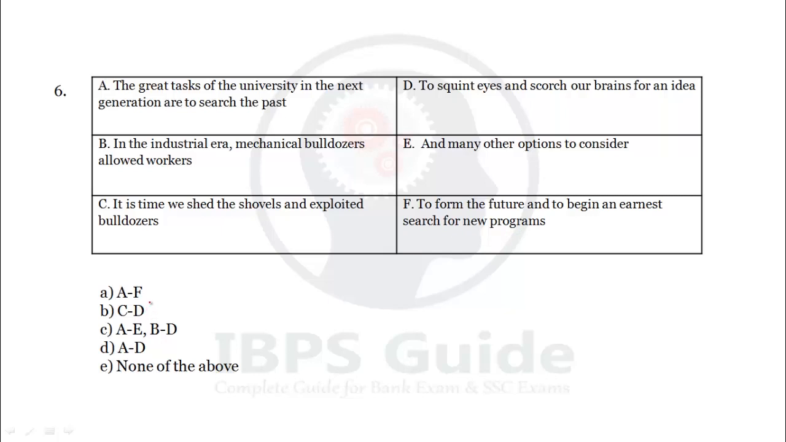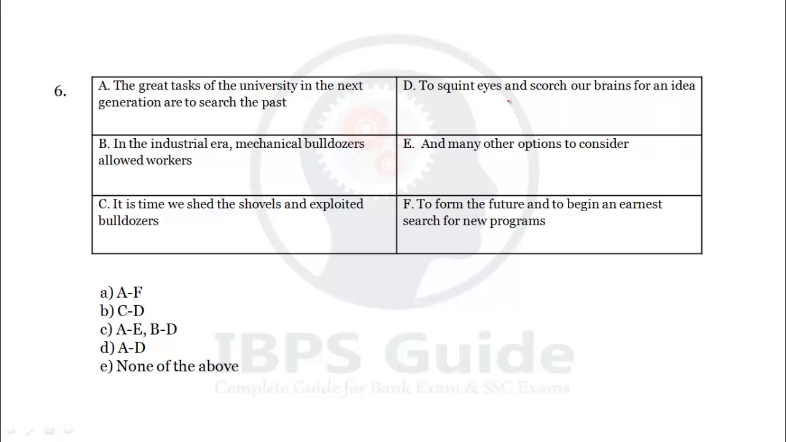But we also get the CD option. CD: it is time we shared the shovels and exploited bulldozer, to squint eyes to scratch our brain. No, exploited bulldozer and to squint eyes and scratch idea. This is absolutely mismatched. AE: a great task of the university in the next generation are to search past, and many other options are considered. No. And industrial era, mechanical bulldozers allowed workers to squint eyes and scratch our brain for an idea. This is also not an applicable option.